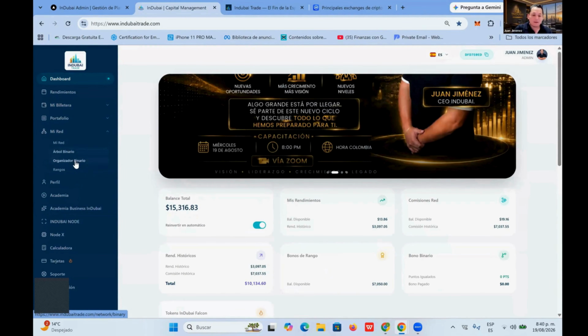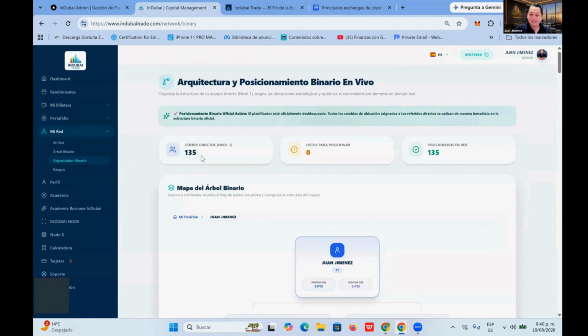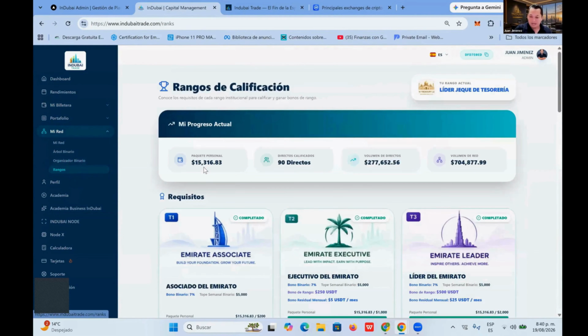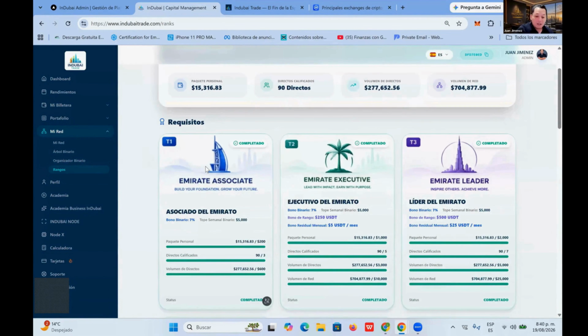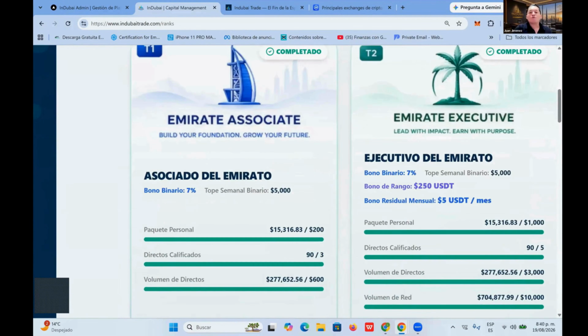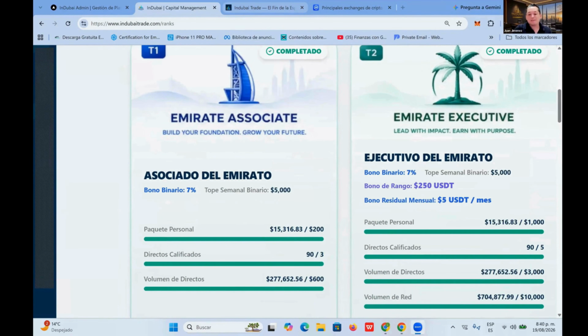What does that mean? That it's the maximum you can earn daily, but there is a weekly cap. Even if you have a daily cap of 15,000, the maximum you can earn in a week is $5,000, okay? What is the purpose of this? To make it sustainable, okay? But I have good news for you.